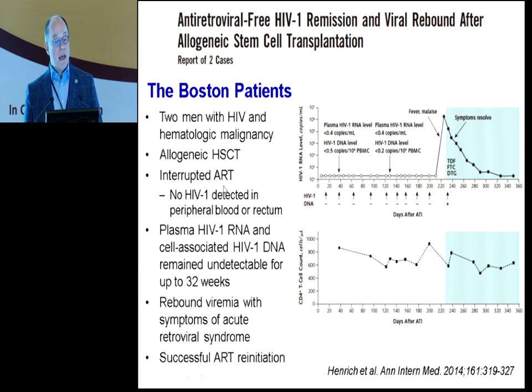And despite that, when they interrupted their antiretroviral therapy, there was no HIV detected in the peripheral blood or in rectal tissue. But that didn't last, and you can see this one patient lasted almost 8 months before he developed an acute retroviral syndrome, with fever, malaise, and other typical symptoms of ARS, and was started on antiretroviral therapy. Both of these patients eventually had rebound viremia, and happily they both resuppressed with reinitiation of antiretroviral therapy, but they were not cured.